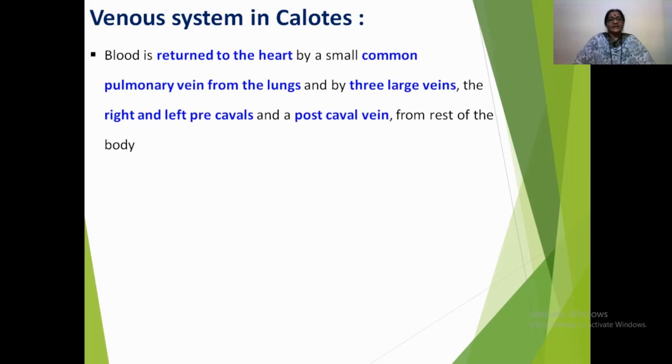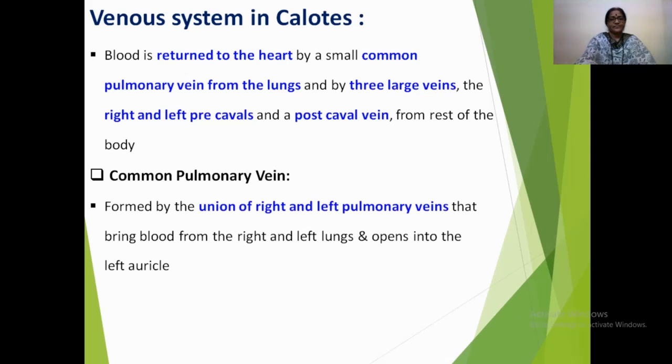In Calotes, the blood is returned to the heart by a small common pulmonary vein from the lungs, as it is the oxygenated blood, and by three large veins, the right and the left precavals and a postcaval vein, which collects the deoxygenated blood from the entire body organs of Calotes. Let us see one by one. The first one, the common pulmonary vein.